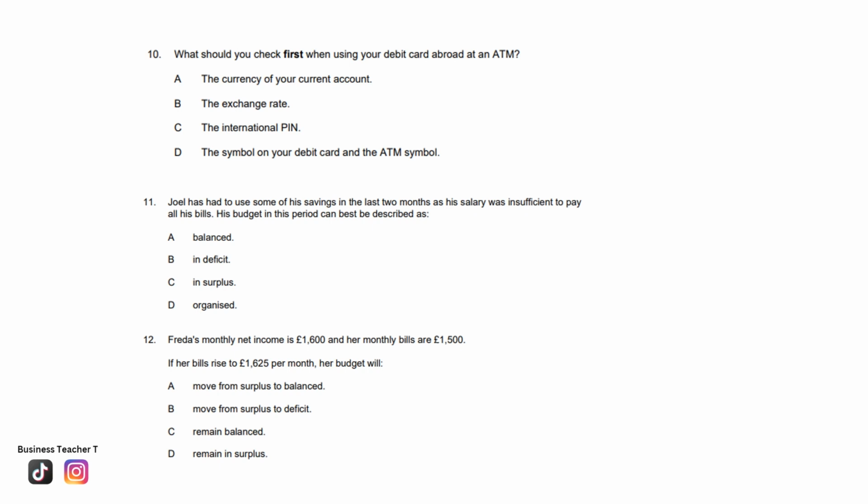And the answer is D. The symbol on your debit card and the ATM symbol. Joel has had to use some of his savings in the last 2 months as his salary was insufficient to pay all his bills. His budget in this period can best be described as A. Balanced, B. In deficit, C. In surplus, or D. Organized.